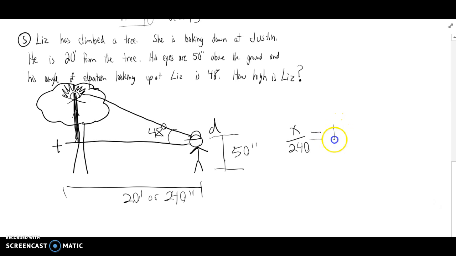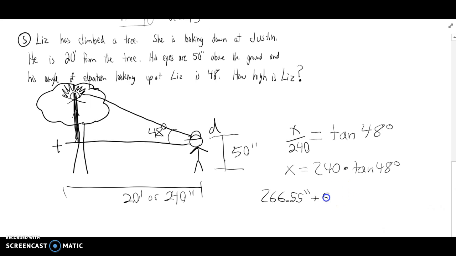Equals the tangent of 48 degrees. And then you're going to multiply each side by 240. So x is equal to 240 times the tangent of 48 degrees. And if you were to solve that, it would come out at 266.55 approximately. And if you take the actual number in the calculator and add 50 to account for the height of his eyeballs, you would get approximately 316.55.